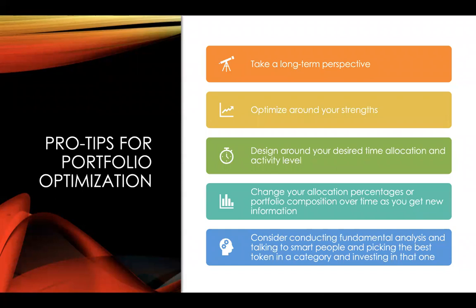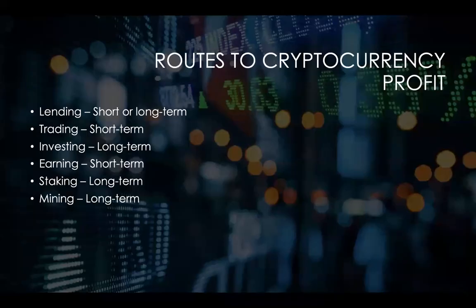And then the third pro tip here is design around your desired time allocation and activity level. This goes back to the same thing again. You need to think about how much time you're spending on these things, how much time you have available to spend on them, and pick the options that are going to give you the best returns for your schedule. Pick the option that's going to make you the most money, because that's what you're here to do.